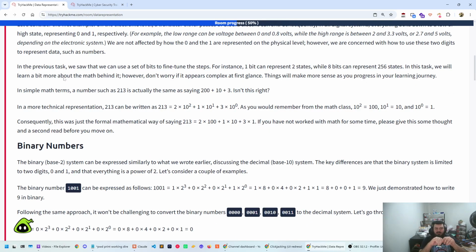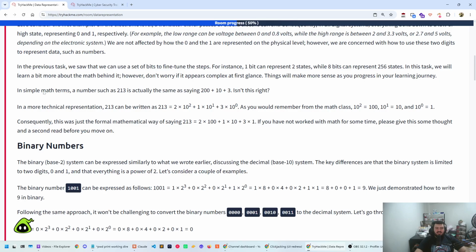In the previous task, we saw that we can use a set of bits to fine-tune the steps. For instance, 1 bit can represent 2 states, while 8 bits can represent 256 states. In this task, we will learn a bit more about the math behind it. However, don't worry if it appears complex at first glance. Things will make more sense as you progress in your learning journey, and because I'm here, of course.